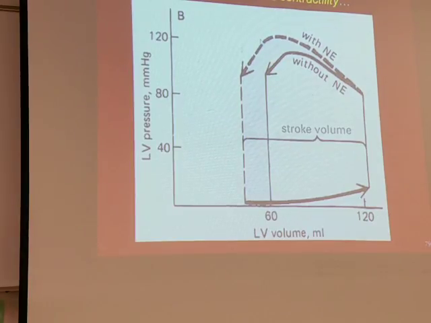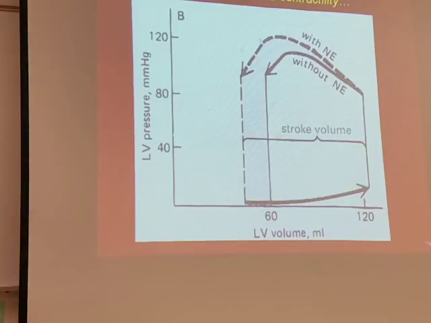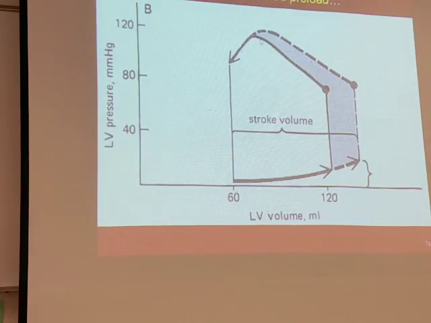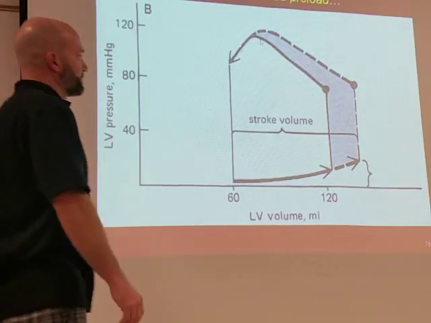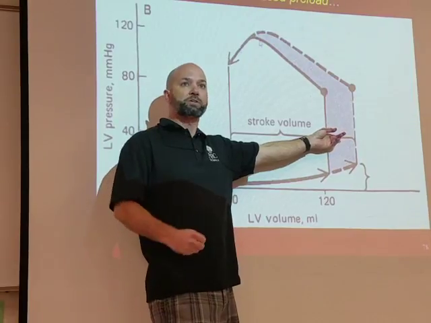More troponin binds to calcium. More troponin changes shape. More tropomyosin moved out of its inhibitory position, allowing more cross bridges to form. In the end, more cross bridges, more force or tension. And then here, we're ejecting more blood. That can only be accomplished with a stronger contraction.